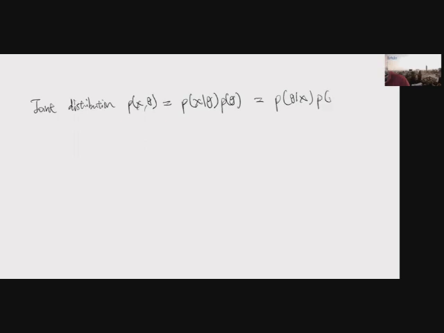Another way to think about the relationship between the Bayes posterior risk and the frequentist risk is to first consider the joint distribution between X and theta. I'm going to denote the joint density by P of X comma theta. Now we can always factor the joint density in two ways. We can either first condition on theta and then multiply this conditional distribution by the marginal on theta, or we can first condition on X and multiply this by the marginal on X.